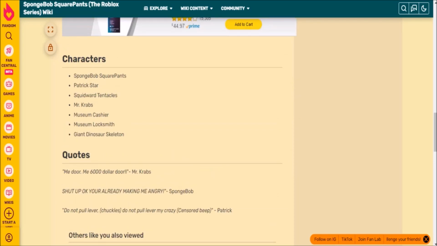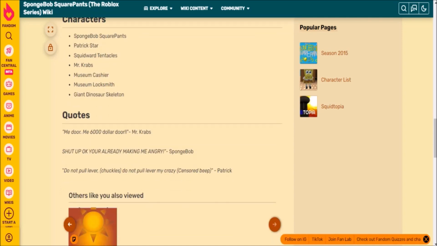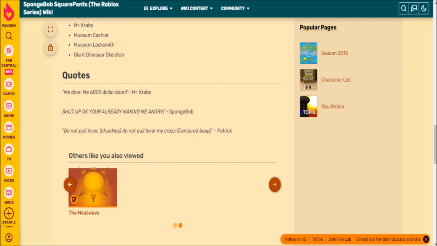Alright, characters: SpongeBob, Patrick, Squidward, Mr. Krabs, museum cashier, museum locksmith, giant dinosaur skeleton. So we got quotes: "Me door, me $6,000 door," Mr. Krabs. "Shut up," okay, you are already making me angry. That's the wrong "your," but okay. Alright, let's see. "Do not pull lever, Chuckles." "Do not pull lever, my crazy censored beep, Patrick." Okay.